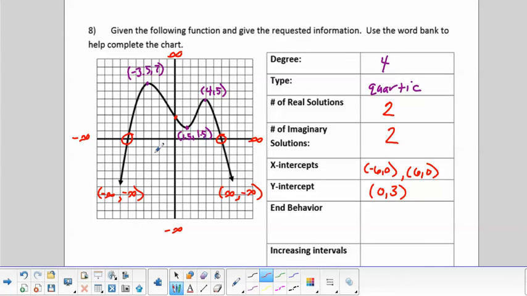So usually we write the right side of the end behavior first. As x is going to positive infinity, the y is going down. So as x goes to infinity, y goes to negative infinity. And then on the left side, x is going to negative infinity, the y is going down as well. So the y is also going to negative infinity.